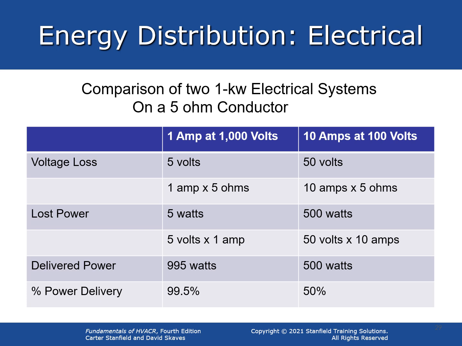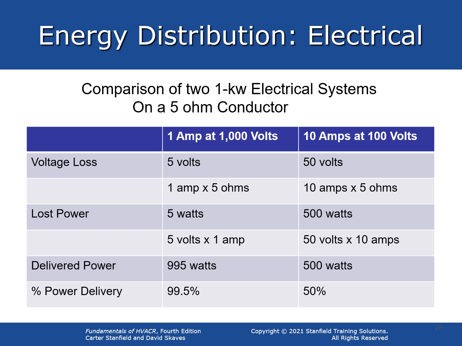For example, let's compare two ways of delivering 1 kilowatt of electrical power. We could deliver 1 amp at 1,000 volts or 10 amps at 100 volts. For the sake of argument, we'll say the resistance of the conductor, the wire carrying the electricity, is 5 ohms. That's really fixed by the type of wire and its length. The loss at 1 amp would be 5 volts, calculated as 5 ohms times 1 amp. The loss at 10 amps would be 50 volts, 10 amps times 5 ohms.